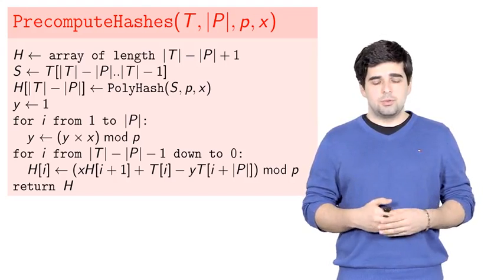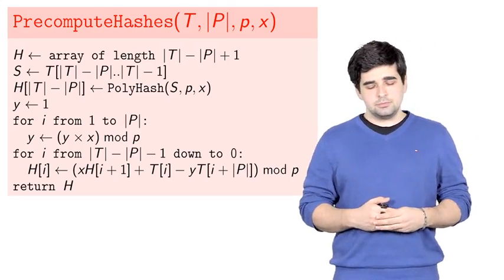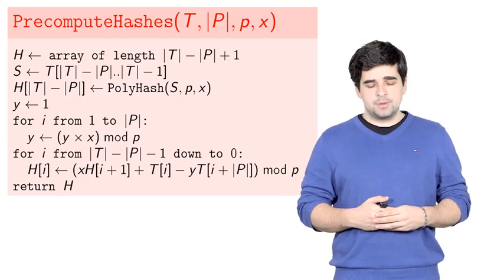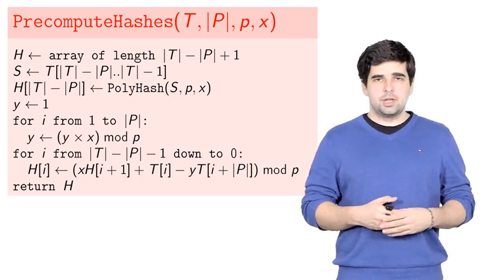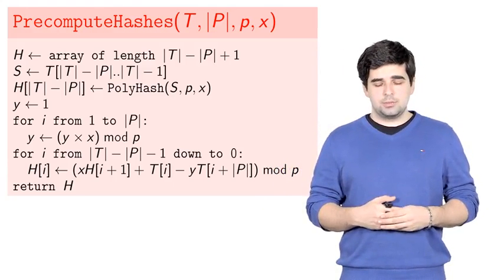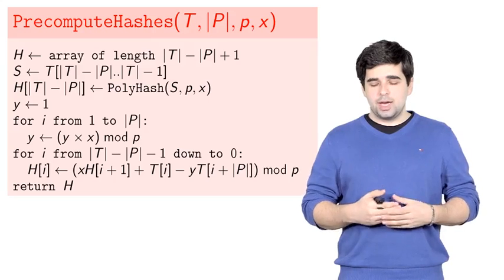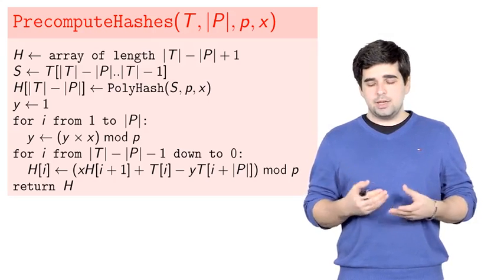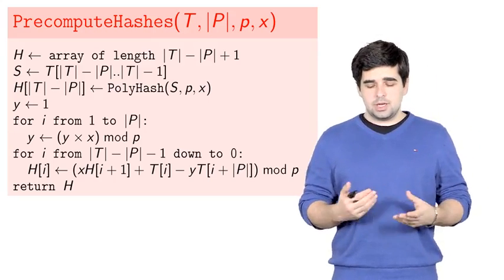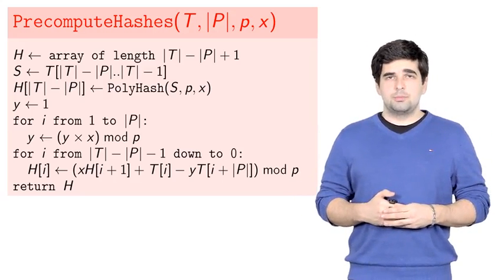To do that, we initialize it with 1 and then multiply it length of p times by x and take this modulo p. And then the main for loop, the second for loop, goes from right to left and computes the hash values for all the substrings of the text, but for the last one for which we already know the answer. So to compute H of i given H of i plus 1, we multiply it by x, then we add t of i and we subtract y, which is x to the power of length of p, times t of i plus length of the pattern. And we take the expression modulo p. And in the end we just return the array with the pre-computed values.